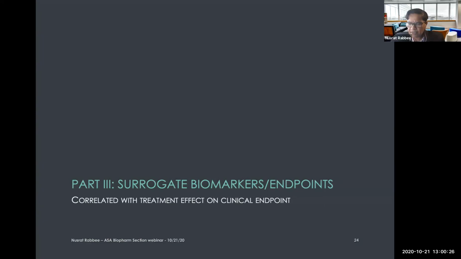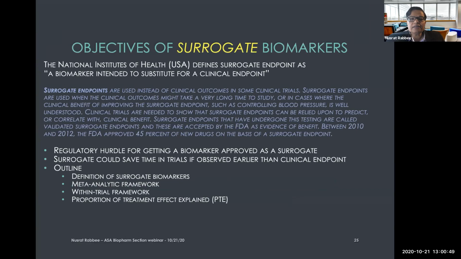Oh, okay, great. So let's segue into the surrogate endpoint. Again, many books have been written on this, and essentially, surrogate endpoints were biomarkers at one point, and NIH describes it as a biomarker that's intended to substitute for a clinical endpoint. Why would you want to substitute? Well, surrogate endpoints are used when the clinical endpoint might take a very long time to study, right?